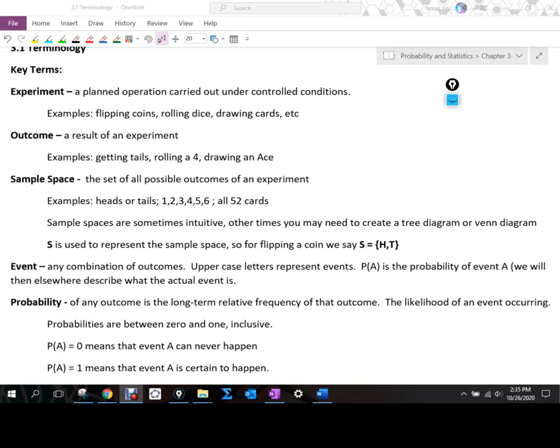Outcome is a result of an experiment. Okay, so if we're talking about the collision rates, the result of an experiment there would be, was there a wreck or was there not a wreck? Flipping a coin, is it heads or is it tails? Rolling a dice, my outcomes would be 1 through 6, right? But when we talk about an outcome, we're talking about the individual result. When I talk about the sample space, that's a collection of all of the individual results.